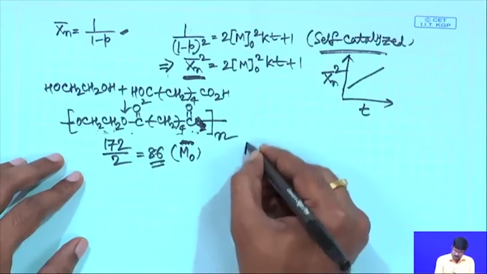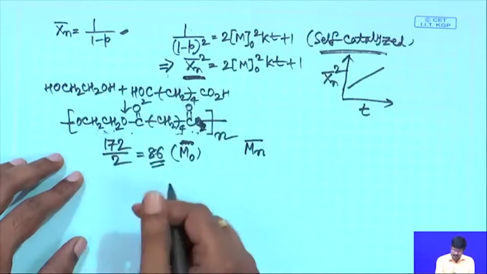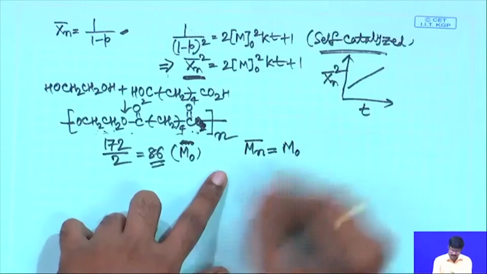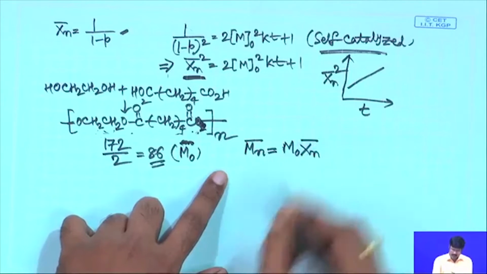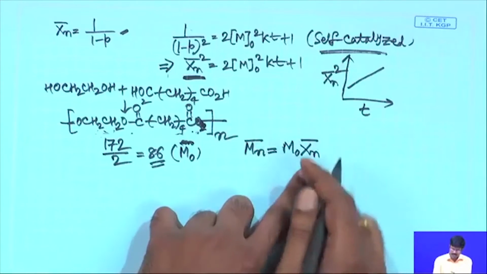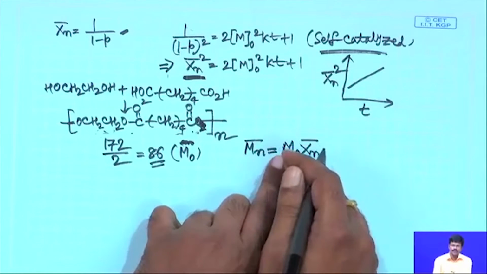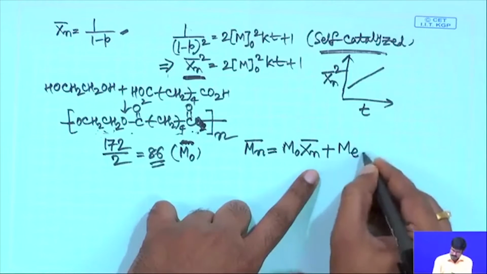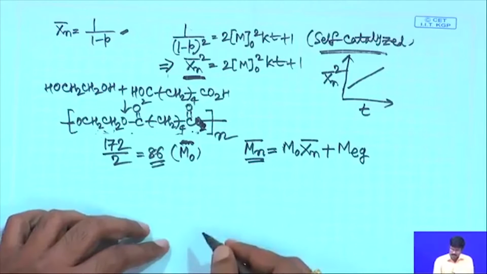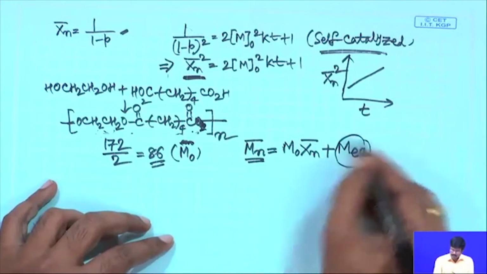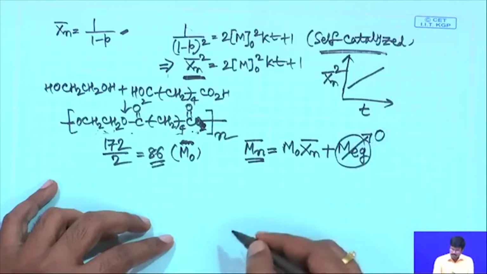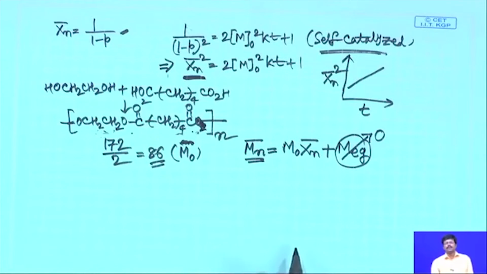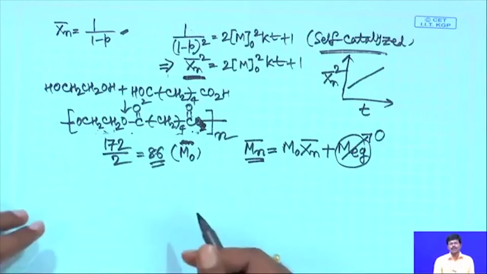So, what is the number average molecular weight for this polymer? That will be the average molecular weight per structural unit times the degree of polymerization. So, total number of structural units multiplied by the average molecular weight per structural unit, and you then add the molecular weight of the end group, and that becomes your number average molecular weight. Now, this molecular weight of the end group can be regarded as 0 for all practical purposes, because if the polymer is of very long chain, then the contribution of the end group to the total molecular weight becomes insignificant.